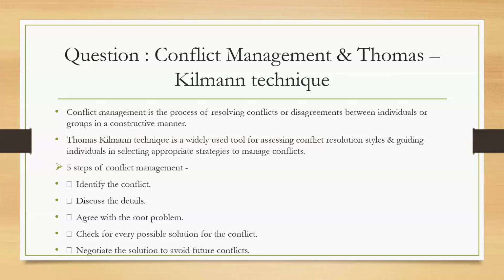So in this question, you need to first read about what conflict management is and how we use this Thomas Kilmann technique to solve these conflicts. And there are 5 strategies in the Thomas Kilmann model, like accommodating, avoiding, competing, collaborating, and compromising. So mention those 5 strategies in this particular question also.